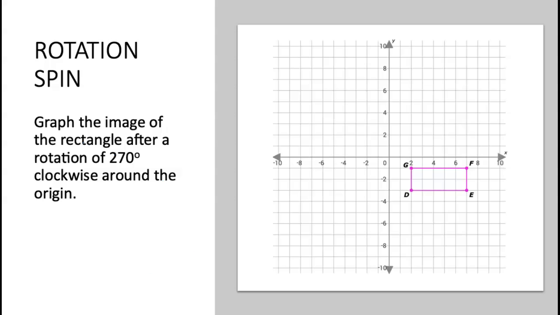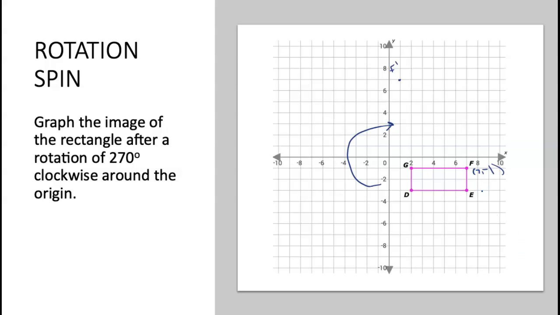What about this image? 270 degrees clockwise, going forward. 270, that's 3. So I'm going to go 1, 2. I'm going to end up over here. So what I'd want to think about is if I labeled each one of these. If I look at F here, F is 7, -1. So my F up here would be, well, we'd flip it. It'd be 1, 7. So here's my new F.